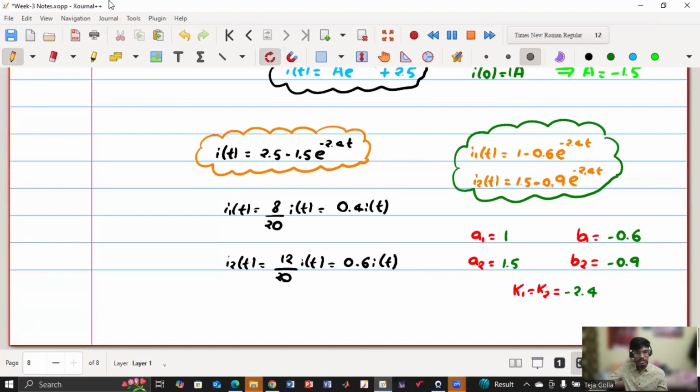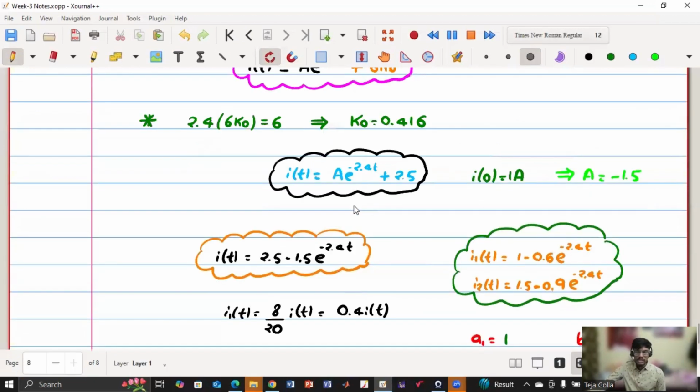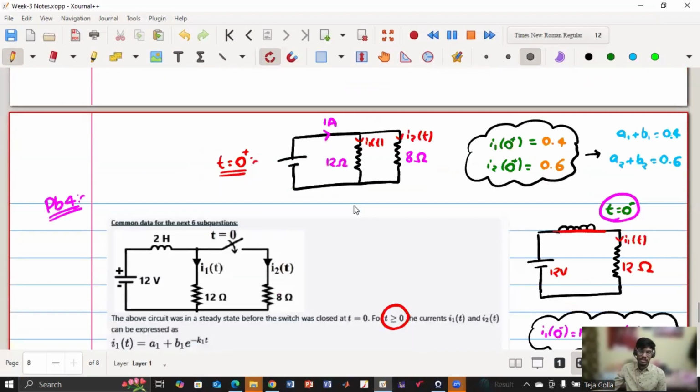So any queries until this point? No, sir, no. Okay, so today we have discussed the linear differential equation solution for polynomial input or any constant input. But what if it's exponential or sinusoidal? That will be covered in the next week.